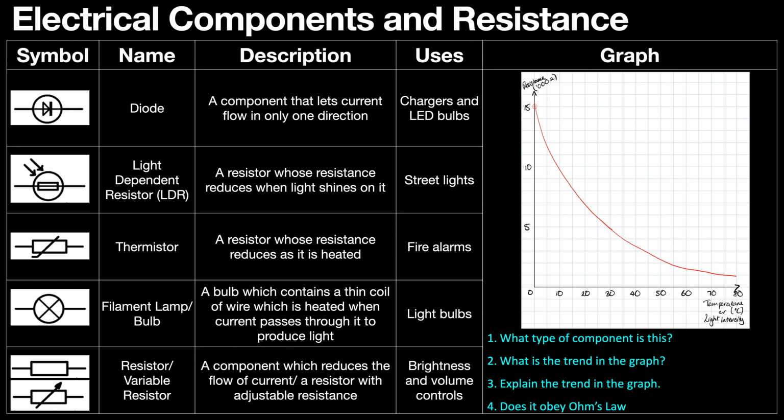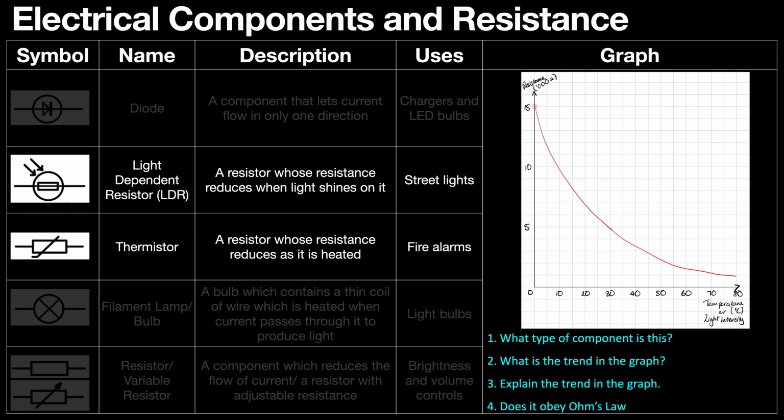Make sure to take note of the axes and the labels. You should have been able to identify that this graph could represent a light-dependent resistor or a thermistor. We can see that as temperature and light intensity increase, resistance decreases. This is characteristic of an LDR or a thermistor, and we can say that this doesn't obey Ohm's law because the physical parameters of temperature and light are not held constant.